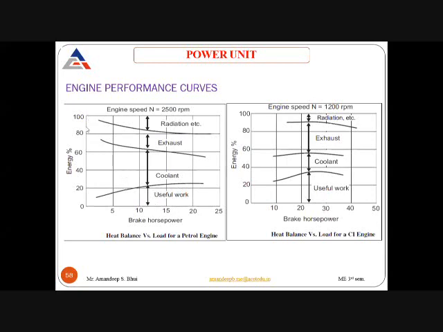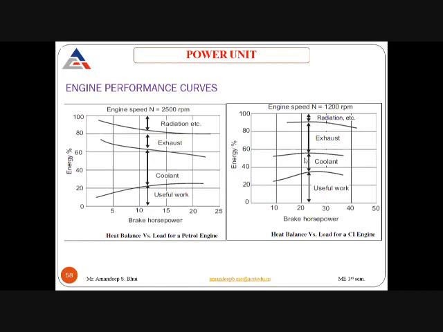The total 100% is the energy that is available inside the combustion chamber when the fuel ignites, and this is the indicated power. So 100% is the indicated power. Of that indicated power, some energy is available for useful work. This is your brake power. That is the percentage of energy available for useful work. Then some part of that indicated power is taken away as heat by the coolant, some goes as waste in the exhaust, and some is lost in the radiation.